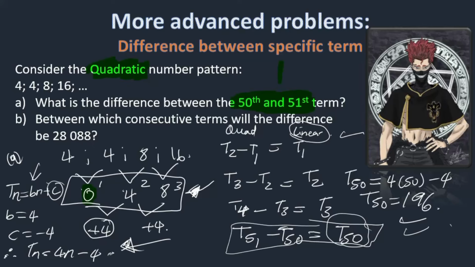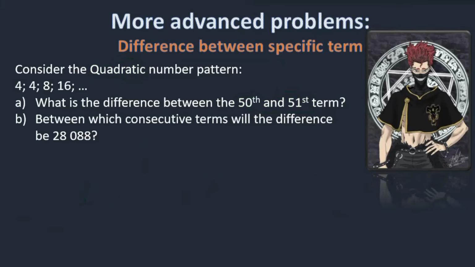Now, the next question, I cleared the screen there so that we can answer this one problem. No, in fact, I didn't clear the screen. I opened another page. Alright? So, B. Between which two consecutive terms will the difference be 28,088?